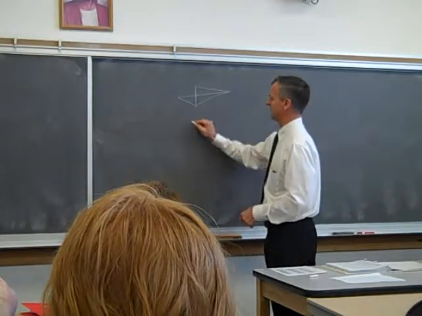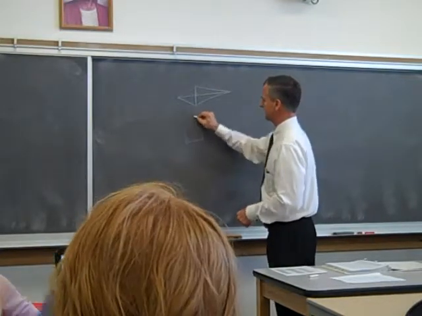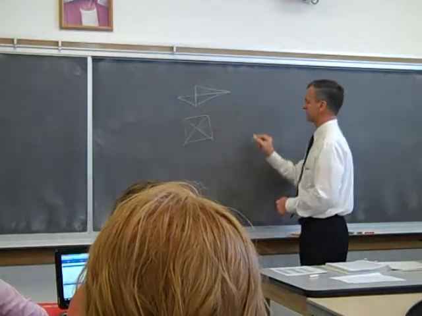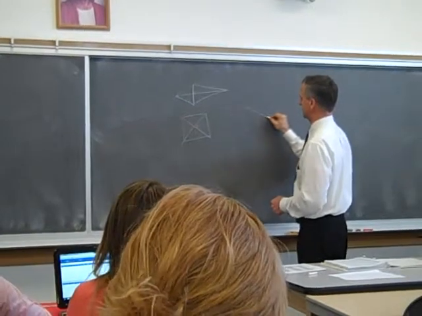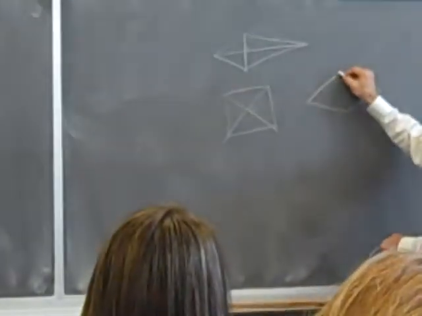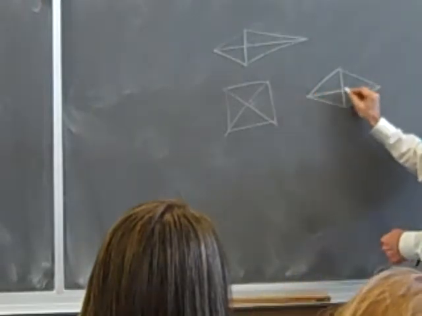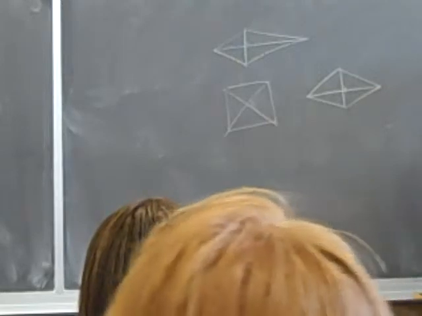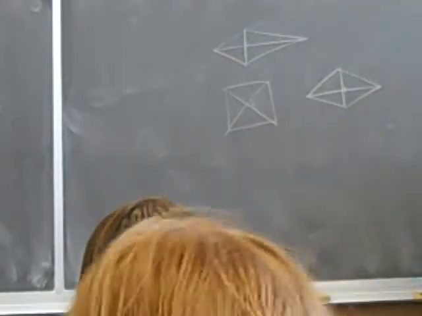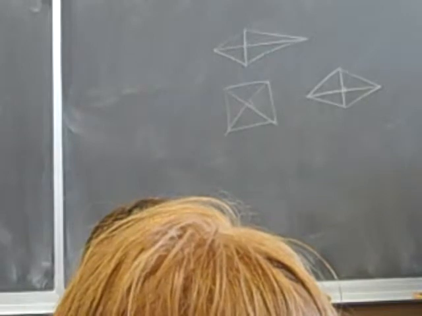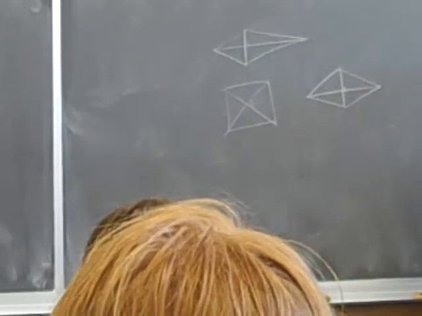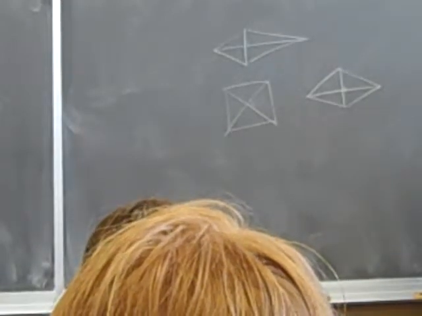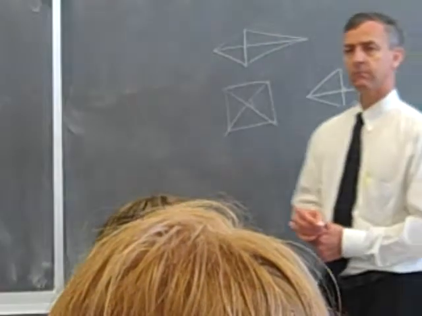Squares. And what else? Rhombus. Any others? Well, if every rhombus has perpendicular diagonals, then squares have to, right? Because all squares are rhombuses. Okay?